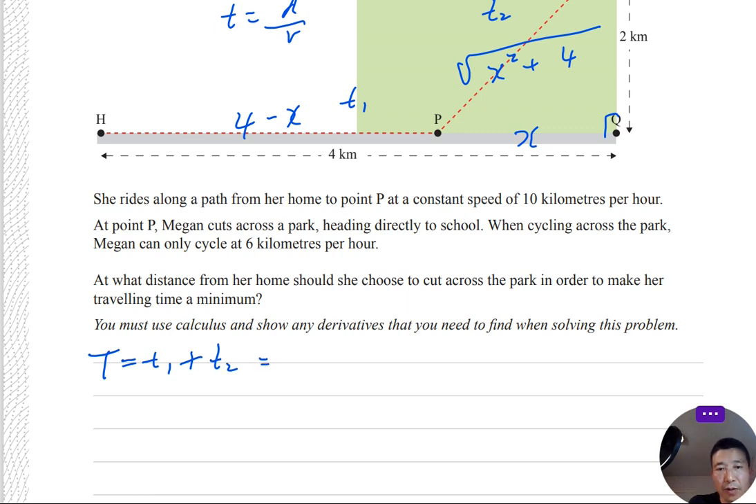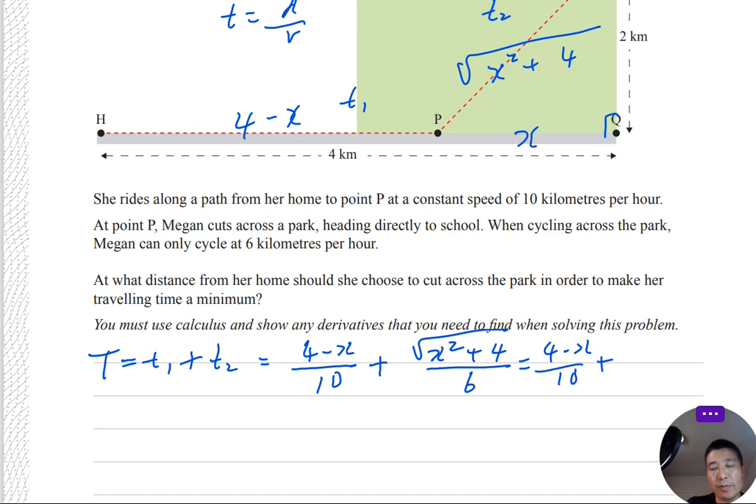So what is t1? That's distance, which is 4 minus x, over speed, which is 10, right? Plus the second lot, this distance is the square root of x squared plus 4, over 6, right? So I'm going to rewrite this using the index rule. Now, we are going to differentiate this T in terms of the small x, and we set it to 0.